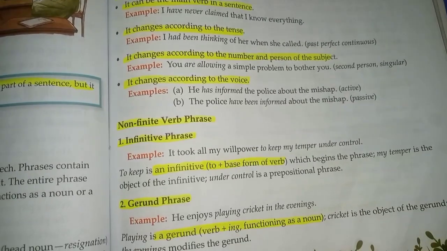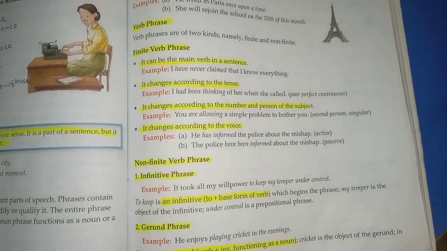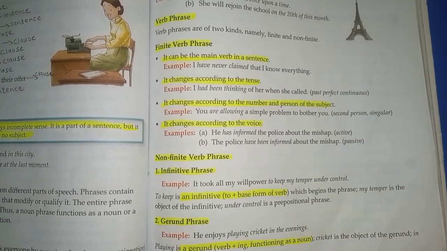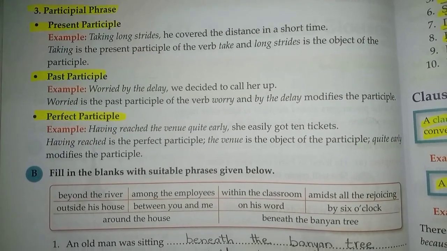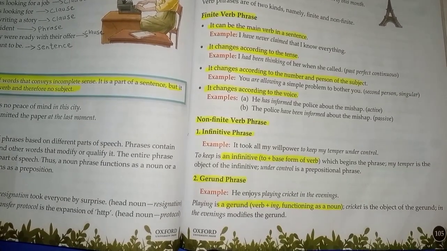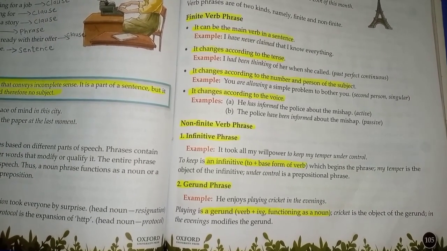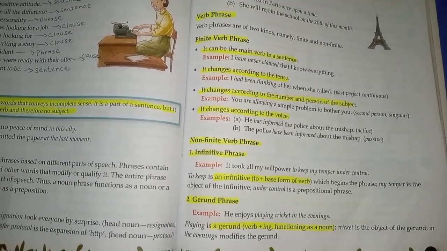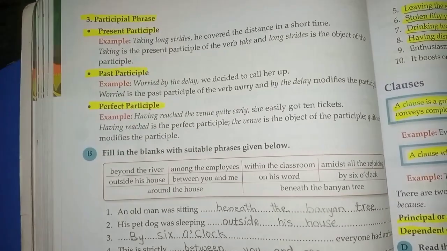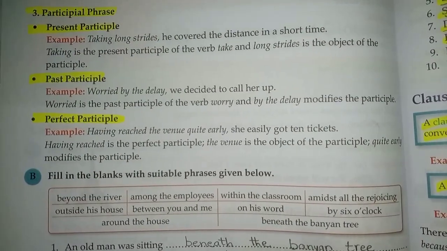Next, non-finite verb phrase. A non-finite verb phrase does not show tense and does not change according to the subject. There are three types: infinitive phrase, gerund phrase, and participle phrase. The first one is infinitive phrase. It begins with to plus base form of verb. Second, gerund phrase. A gerund phrase begins with a verb ending in ing and works as a noun. Third, participle phrase. A participle phrase works as an adjective and describes a noun.